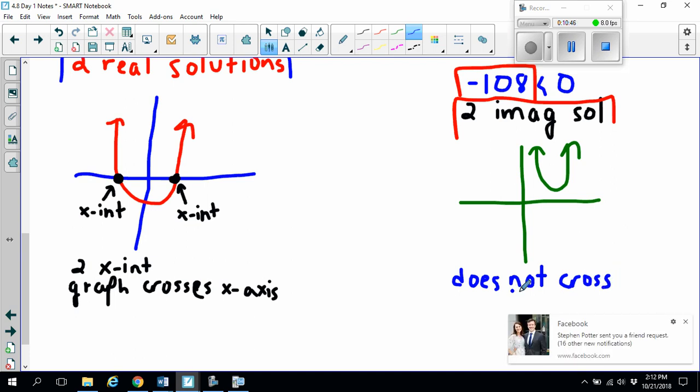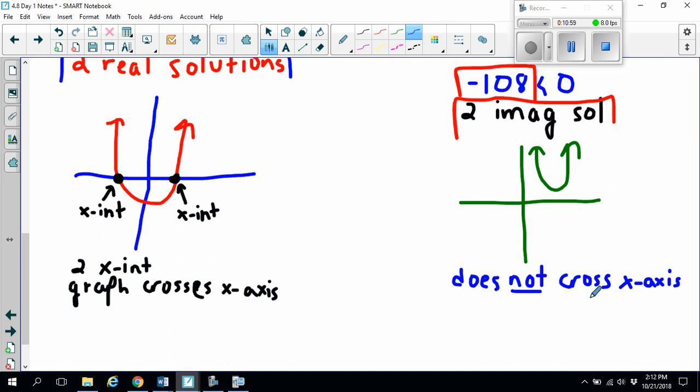I'm going to highlight not here, just to represent that. So does not cross x-axis. This represents that it has 0 real x-intercepts. Because really, our solutions are imaginary, so 0 real x-intercepts. Okay. So that's what's happening whenever we get two imaginary solutions.